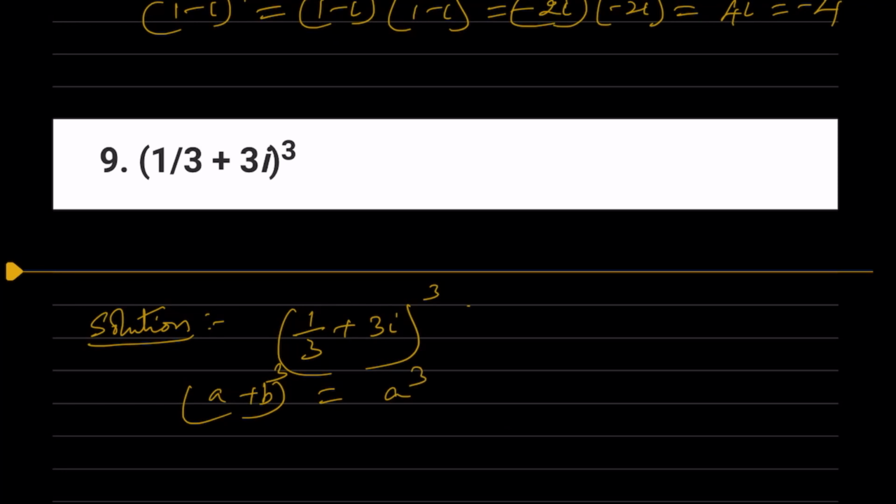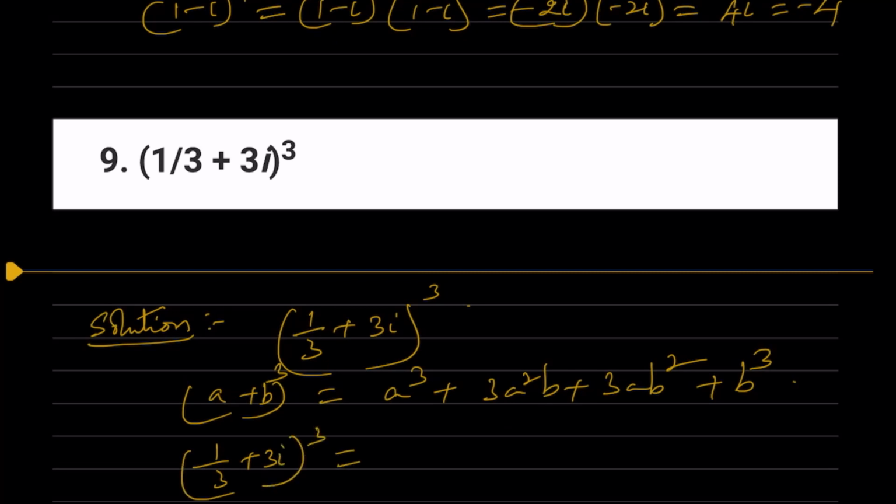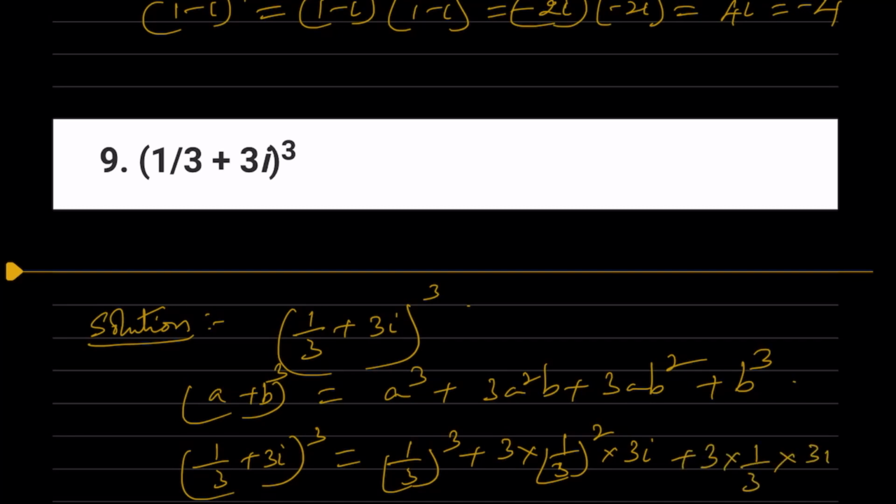It is equal to a cube plus 3a square b plus 3ab square plus b cubed. So you can write (1/3 + 3i) whole cubed as (1/3) whole cube plus 3 into (1/3) whole square into 3i plus 3 into 1/3 into (3i) whole square plus (3i) whole cubed.